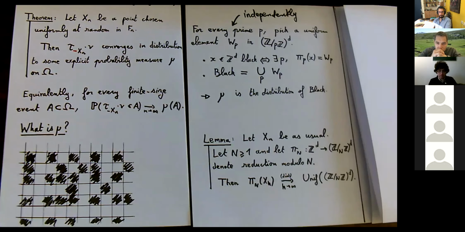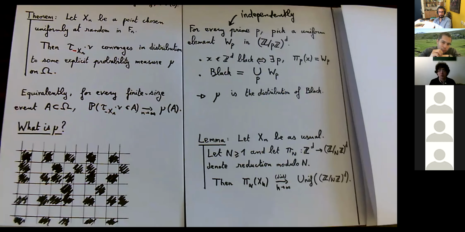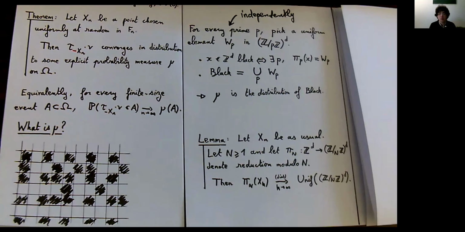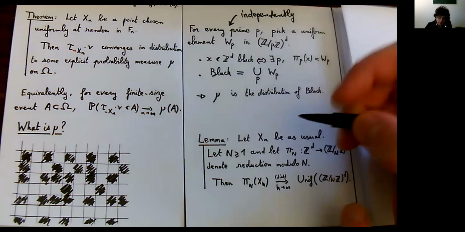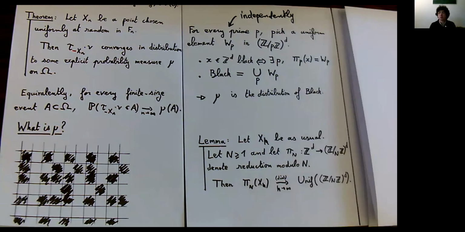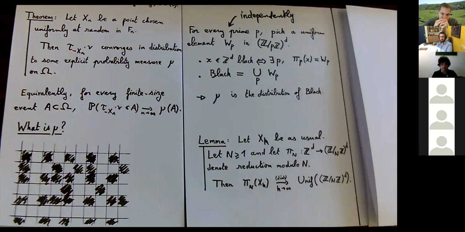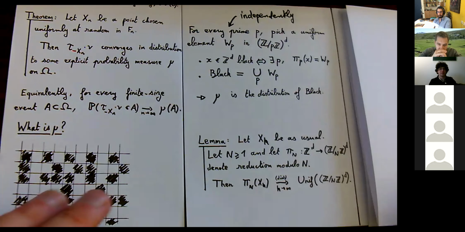If not, I will state and prove one lemma that plays a role in the proof. So we take xn as usual. And actually, since there is some n coming, I will call it xk. We take n at least 1, pi n reduction modulo n. Then pi n of xk converges in distribution when k goes to infinity to the uniform random variable on the discrete torus Z mod n to the d. And I would like to sketch you the proof of this lemma.